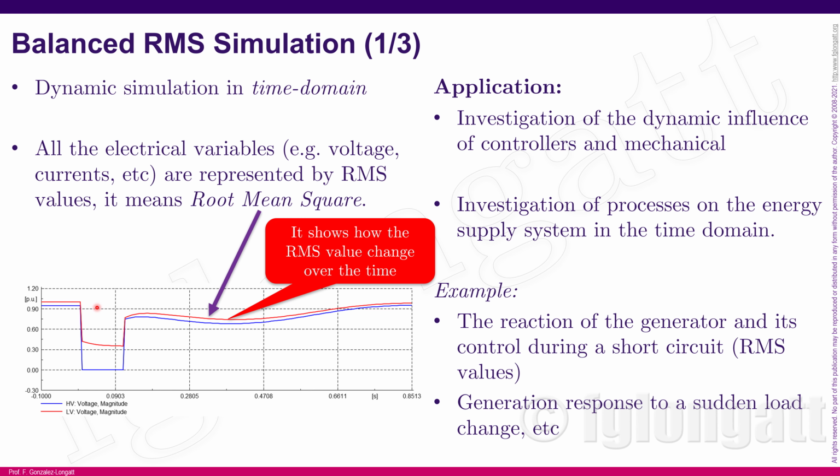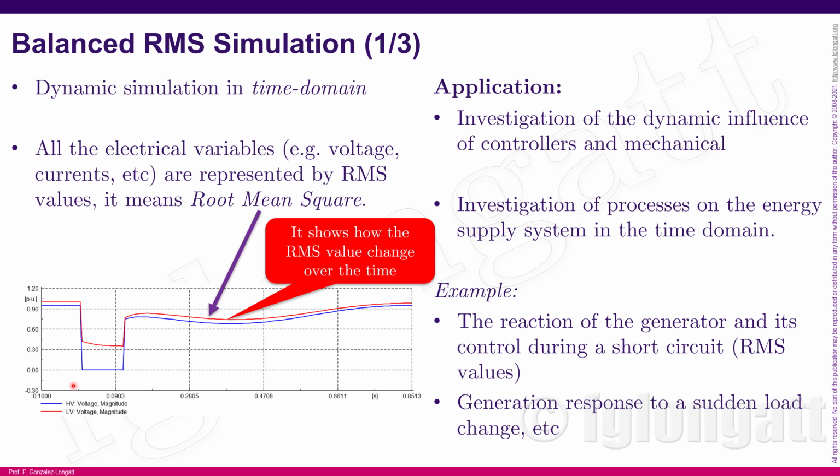For instance, here I can say that this blue line is representing the voltage on the high voltage side, you can see over here, high voltage side, and we can say that it is 1 per unit, okay? Suddenly we have a short circuit, the voltage goes down, reaches 0, there is no impedance, it's a solid short circuit, and then the short circuit is released. You can see some oscillations over here. But what you see over here is the RMS value of this voltage, okay? That is also the same if you are using currents or any other electrical variable.